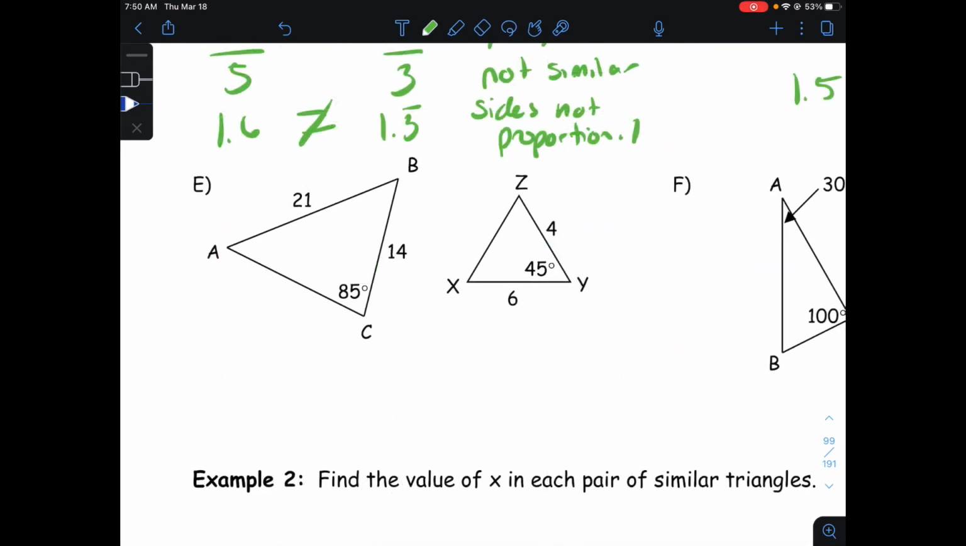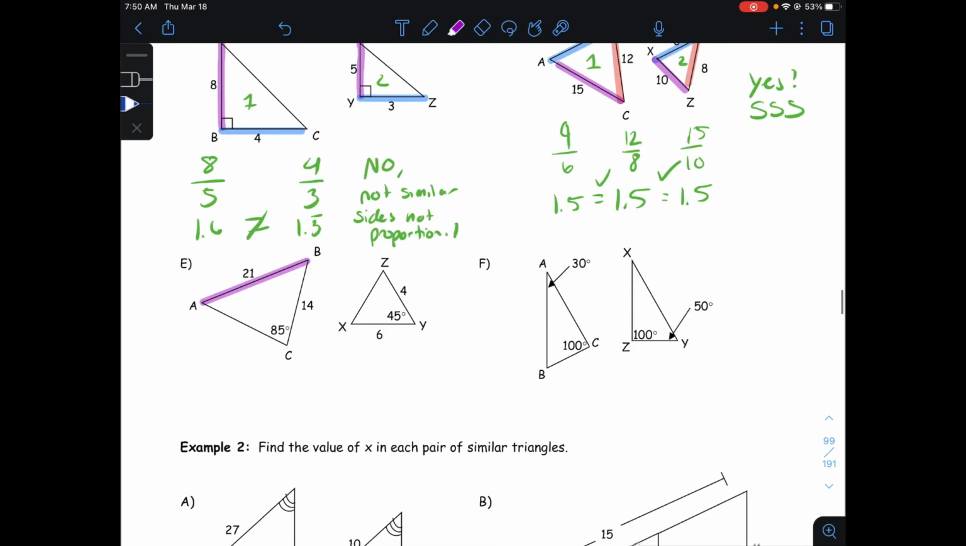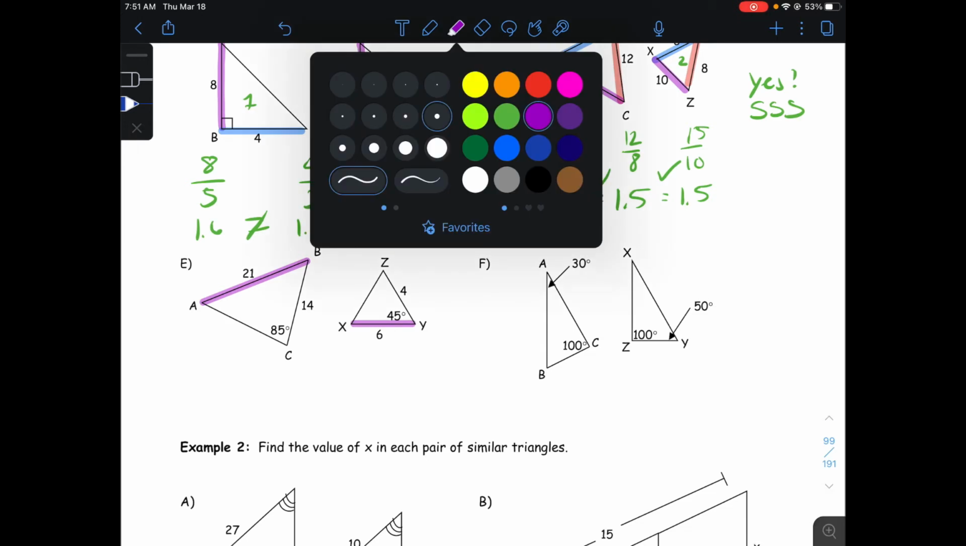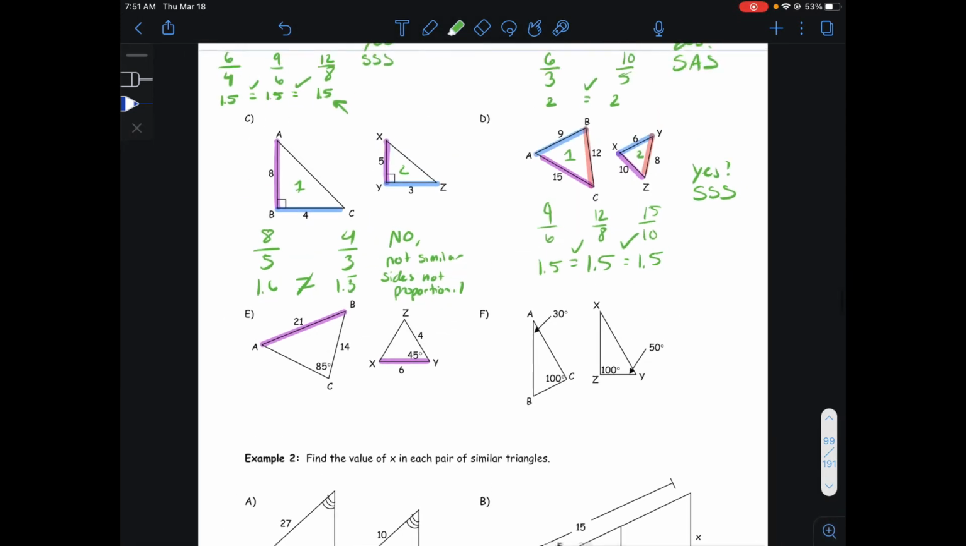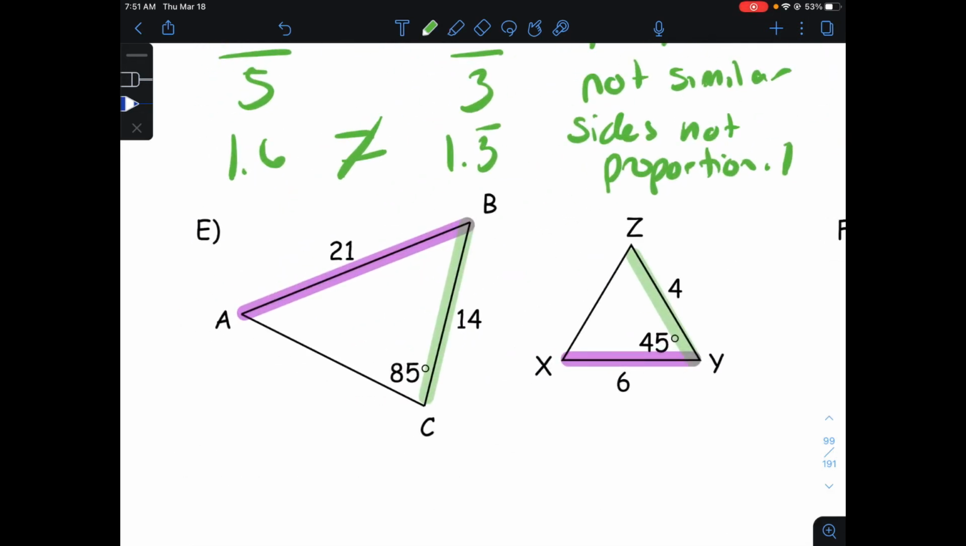So now we're going to go ahead and take a look at E. So let's highlight the sides that go together. We've got A and B, and that's going to go with X and Y. And then we've got B and C goes with Y and Z. Okay. So we do have 2 sides. However, if you recall, we look and we're like, okay, well, we've got 2 sides and we do have an angle in each, right? However, remember I said the included angle?